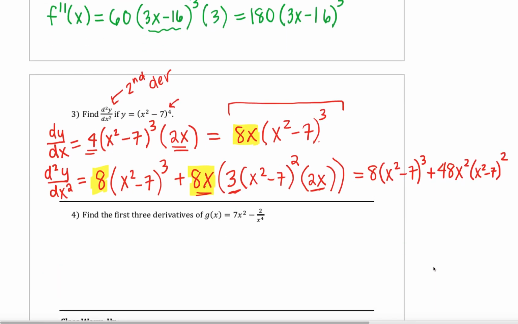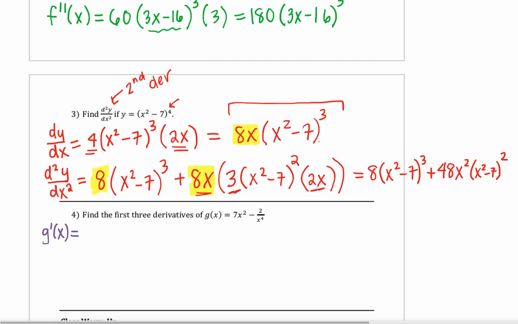So in this one, we want to find the first 3 derivatives of g of x, where g of x is 7x squared minus 2 over x to the 4th. So to get to even our second and our third derivative, I need to start with the first derivative. So I need to start by finding, I'll use the prime notation, g prime of x.